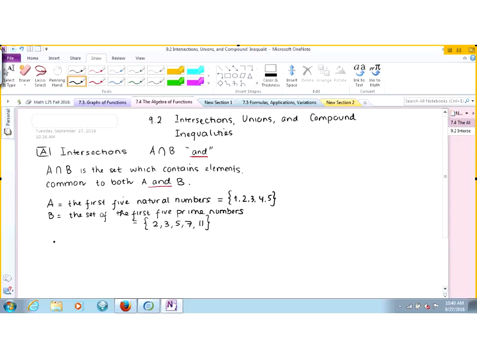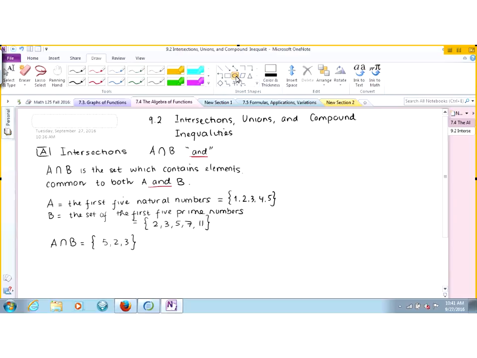Alright? Now, what is A intersection B? My question is, which ones of these are common to both A and B? What are common? 5, okay. 2, 3, okay. Now this is a set notation. The order doesn't matter.